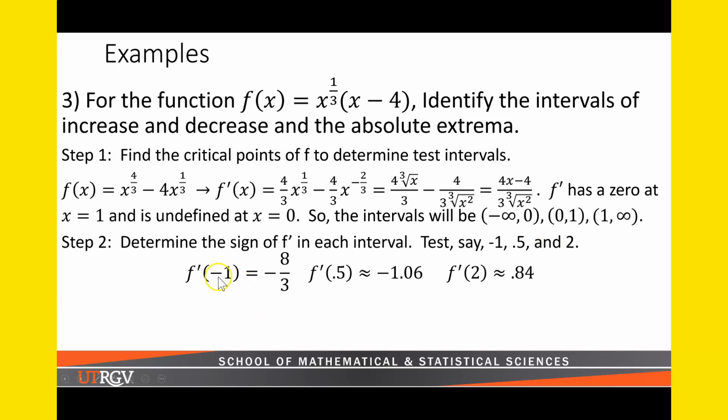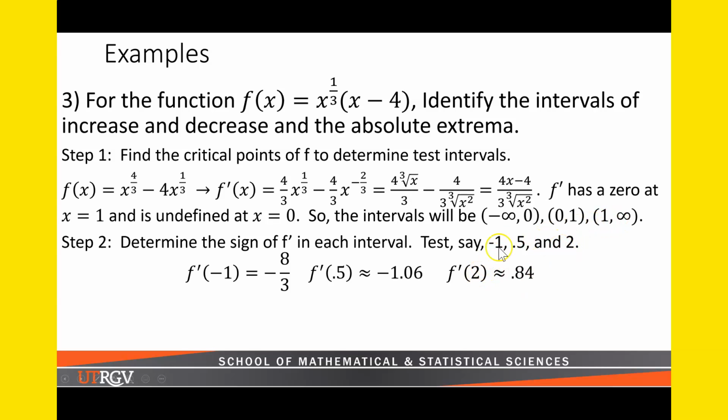All right, so if we plug in negative 1, just use your calculator. Plug in negative 1 right here, and we get negative 8/3 when we do that. So that's negative. That means the function is decreasing from negative infinity to 0. Plug in 0.5 or 1/2 into the derivative. If you do that again in your calculator, you get somewhere around negative 1.06. So it's still negative. The derivative is still negative over that interval. So it's still decreasing.